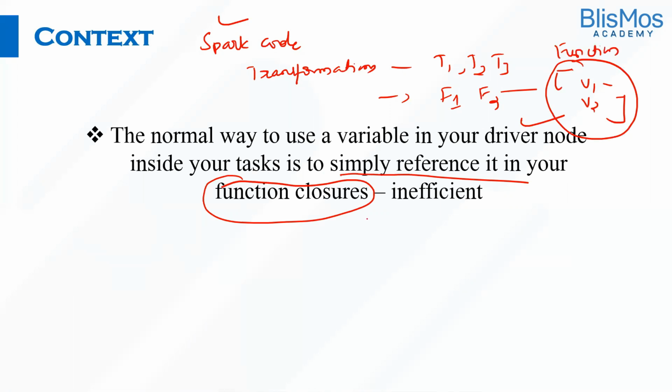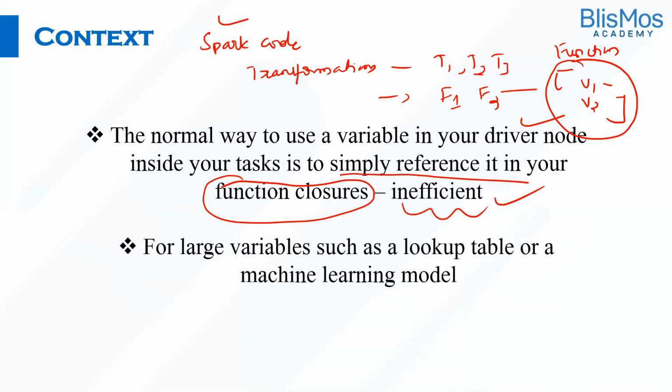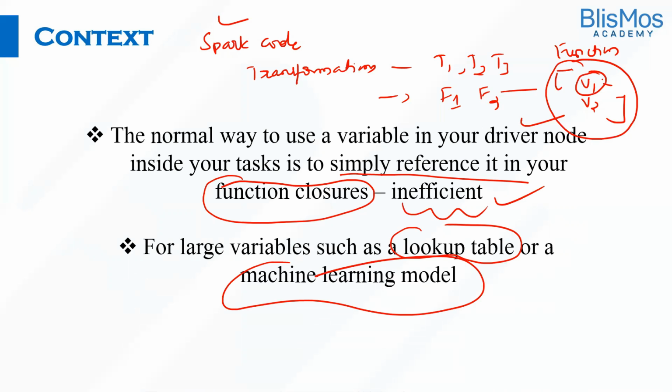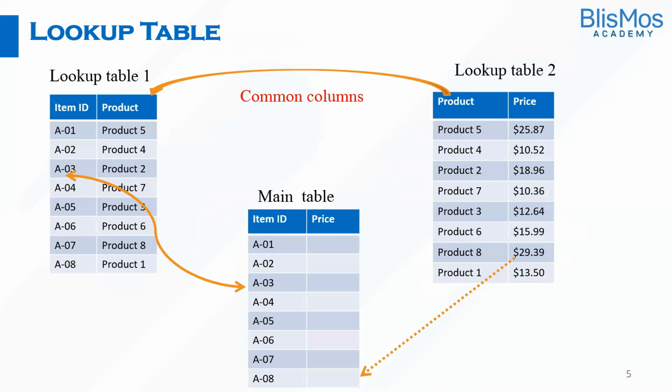But this can be inefficient, especially when you want to use a large variable such as a lookup table or a machine learning model. This is really inefficient. Why do I say that? Let us take an example further. Before we do that, let us understand a couple of things.